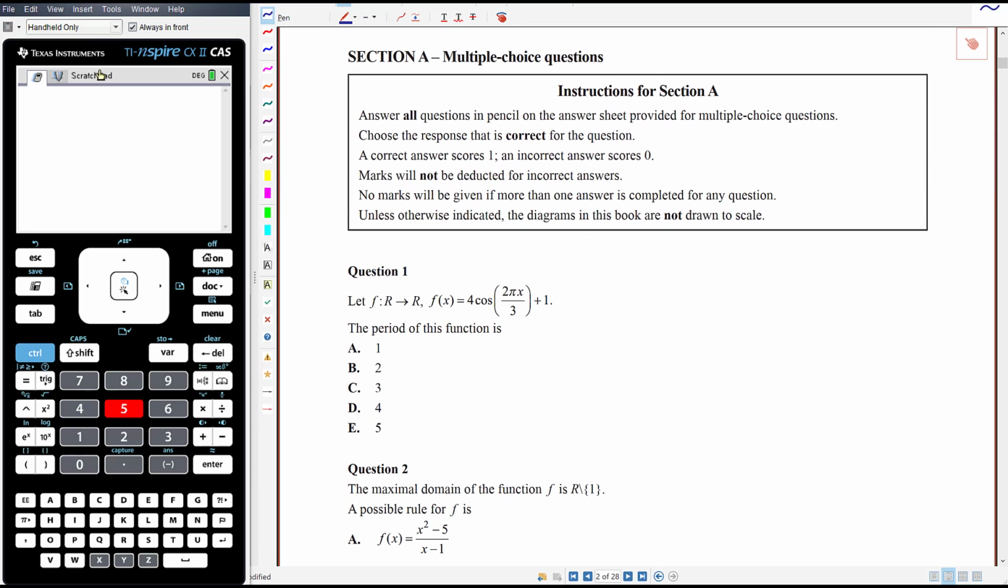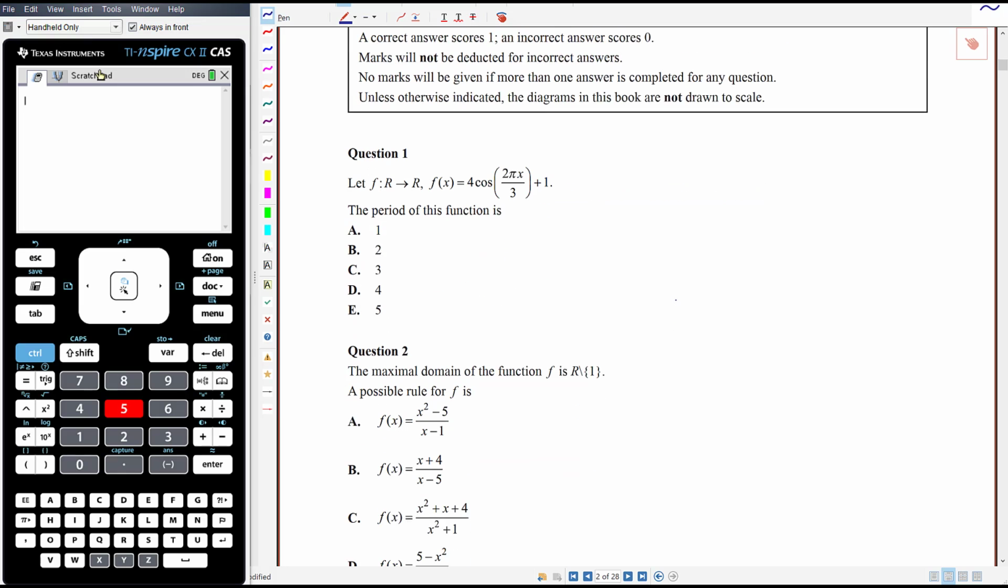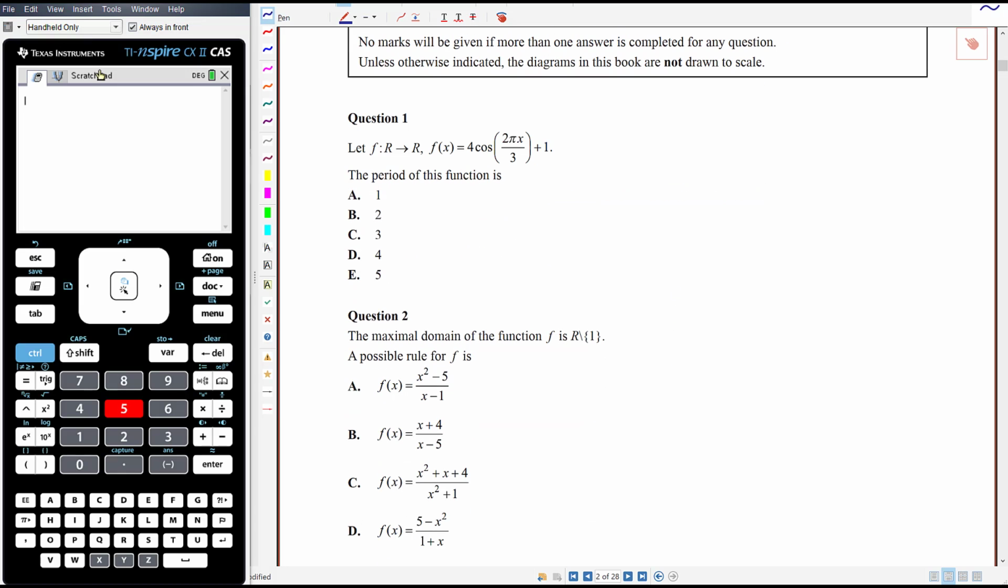Instructions for the multiple choice questions are pretty standard. You have to answer on the answer sheet, colouring in one correct response. No mark if you colour in more than one circle, and 1 mark if you colour in the correct circle. Okay, let's have a go through the multiple choice.